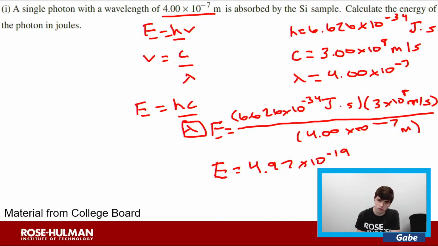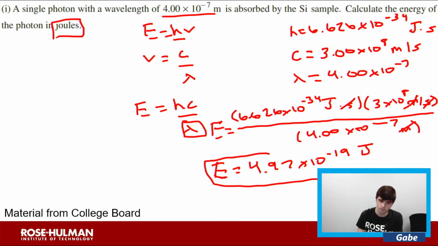Now, what are our units? Well, the question did ask for it to be in joules, and we know that J is representative of joules. So if we go through our equation, we have meters on the bottom and on the top, so those meters will cancel. The seconds will also cancel. So we are left with joules. So this will be your final answer.